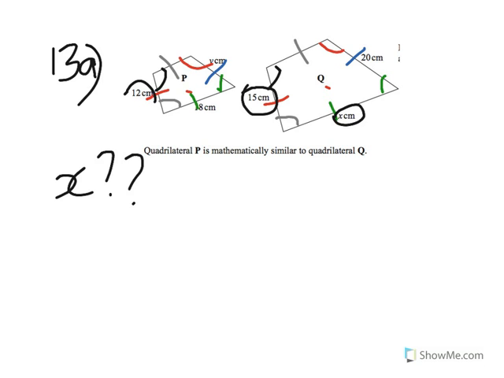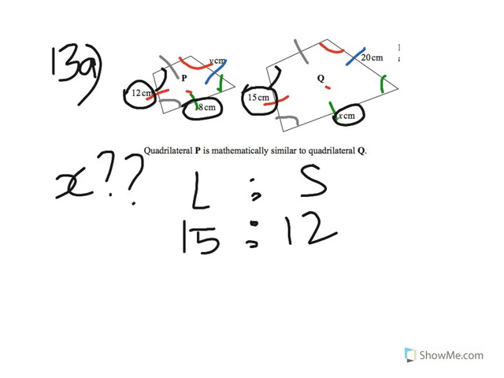And what are those two sides? It's basically 15 and 12. These are two corresponding sides we know already. So we're going to take the larger quadrilateral to the smaller quadrilateral, and we're going to say 15 is to 12. And we're going to find out x. So what side corresponds to x? It's nothing but 18. So x is to 18, because larger is to smaller.